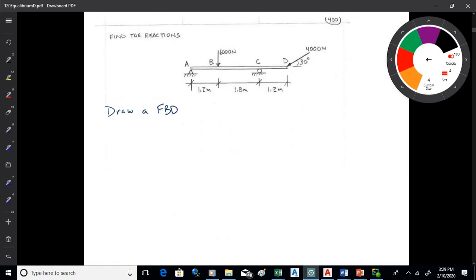So let's start off with a simple beam analysis. So I'm on page 400. How about taking 1 minute and turning that beam into a free body diagram?